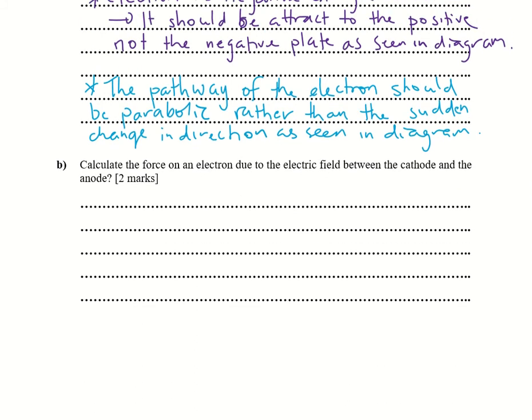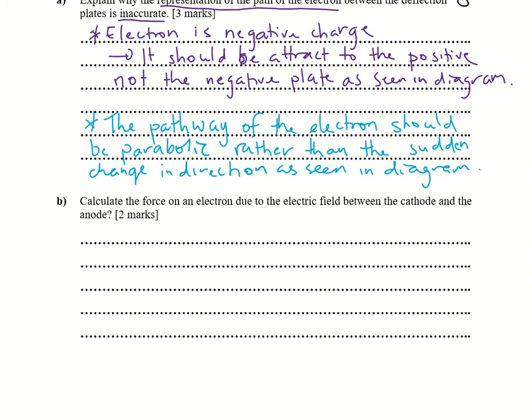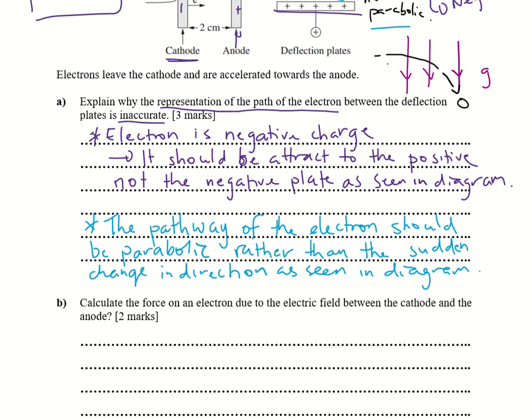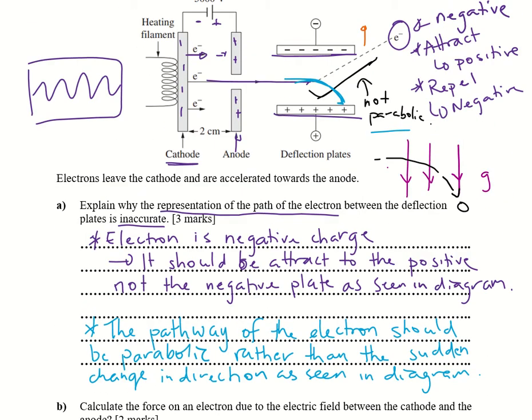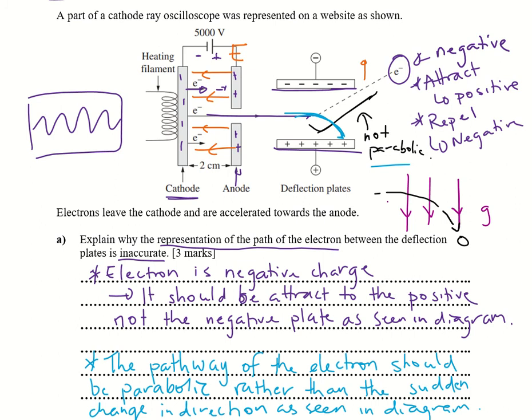All right, next question. Calculate the force on an electron due to the electric field between the cathode and the anode. So the electric field we're looking at here is, if I just put it in color, this bit, from positive to negative. What is the electric field strength E here? If I gather some data from my diagram, electric field strength is V over d. So we've got the 5,000 volts and d, the distance of separation, 2 centimeters.